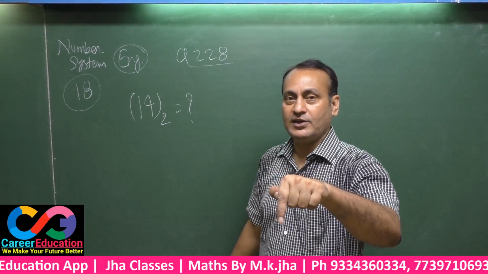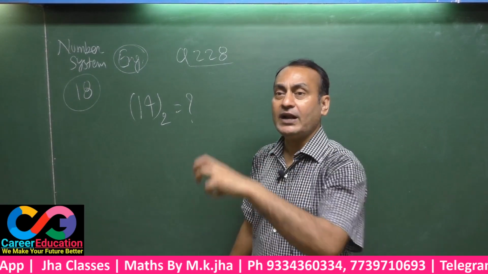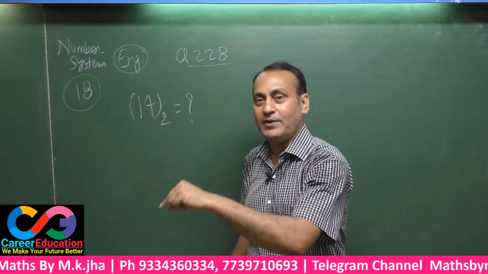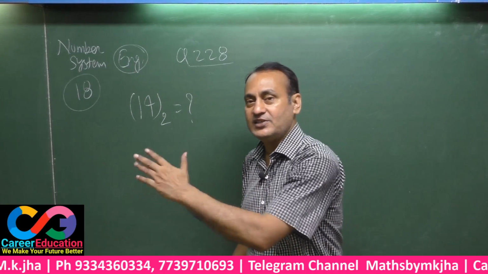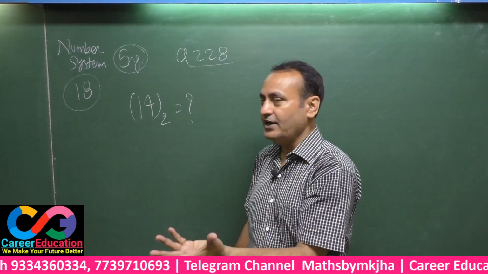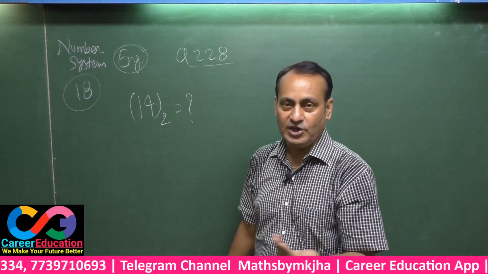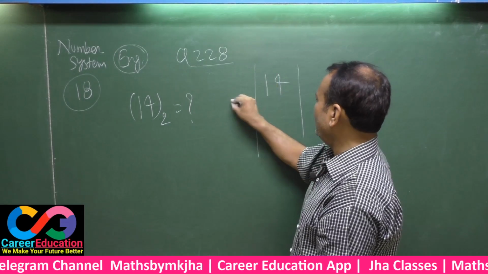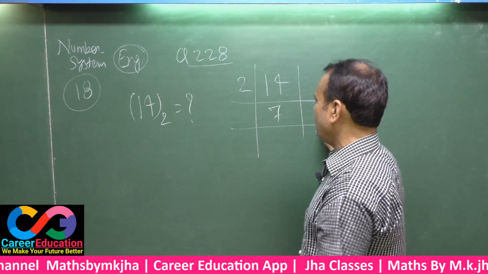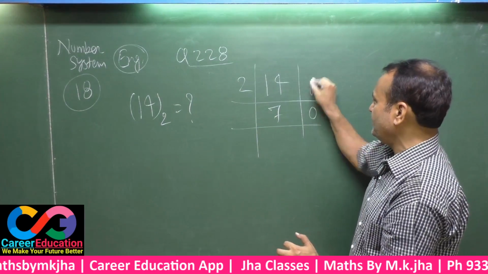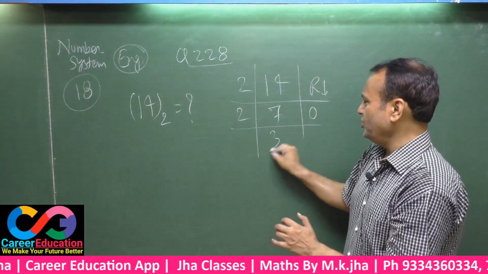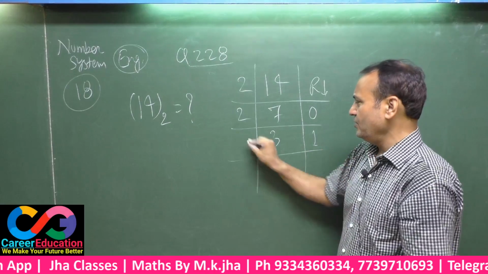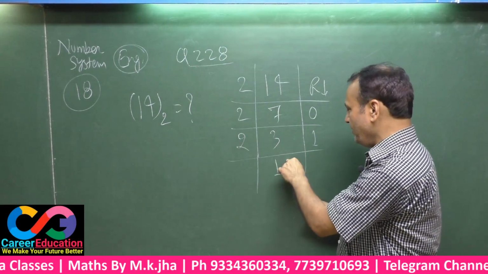Since your divisor is 2 and you are writing only remainders, remainders will be only 0 and 1. As your divisor is 2, remainder is always less than the divisor. See here, 14 divided by 2, the quotient is 7. 2 7s are 14, no remainder. 2 3s are 6, 7 minus 6, 1 remaining. 2 1s are 2, 3 minus 2, 1.